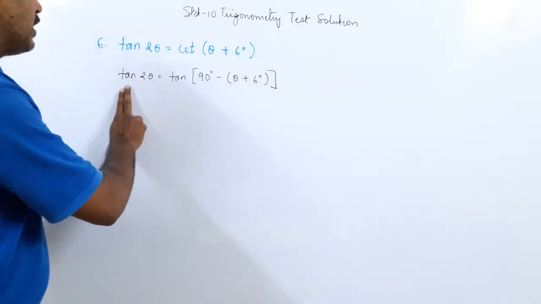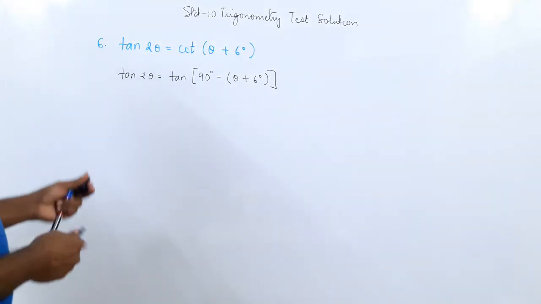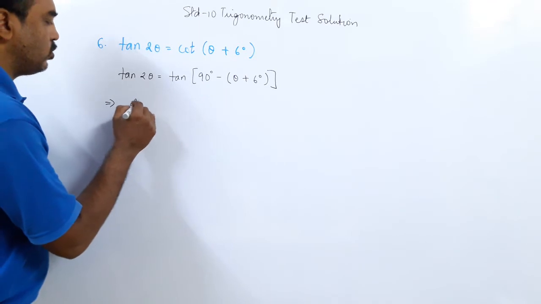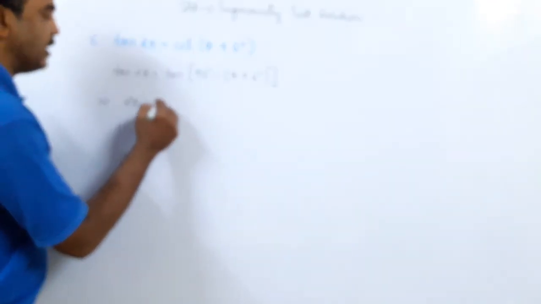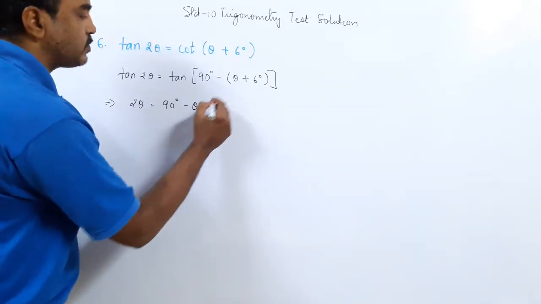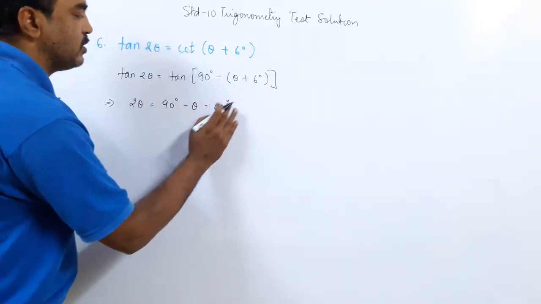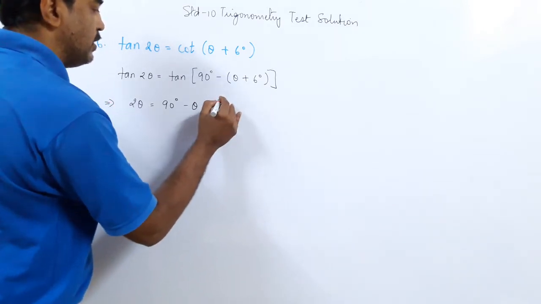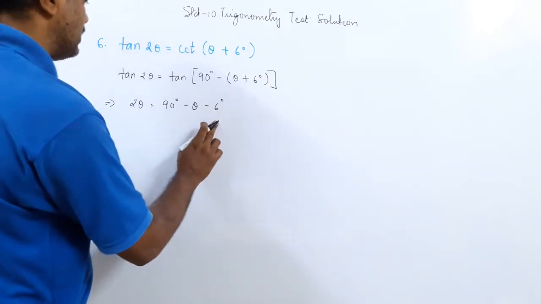Now both are tan, so the same ratio. So we can compare. Because of this, 2 theta can be written as 90 degree, now open the bracket, minus theta minus 6 degree. Okay, so 6 degree. I opened the bracket, the signs have changed.